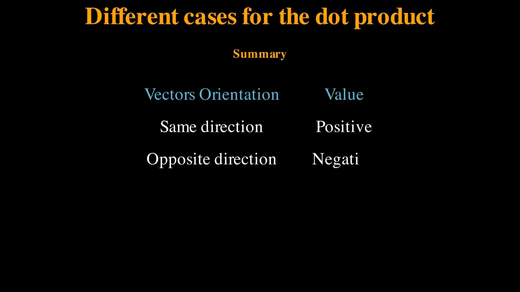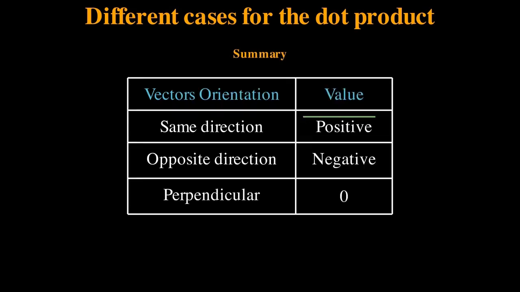To finalize the video, let's create a table with the different values for the dot product. If the dot product is positive, it means that the vectors have the same orientation. For cases where the dot product is negative, we have vectors pointing in opposite directions. Lastly, if the dot product comes out as 0, this means that the vectors are perpendicular.